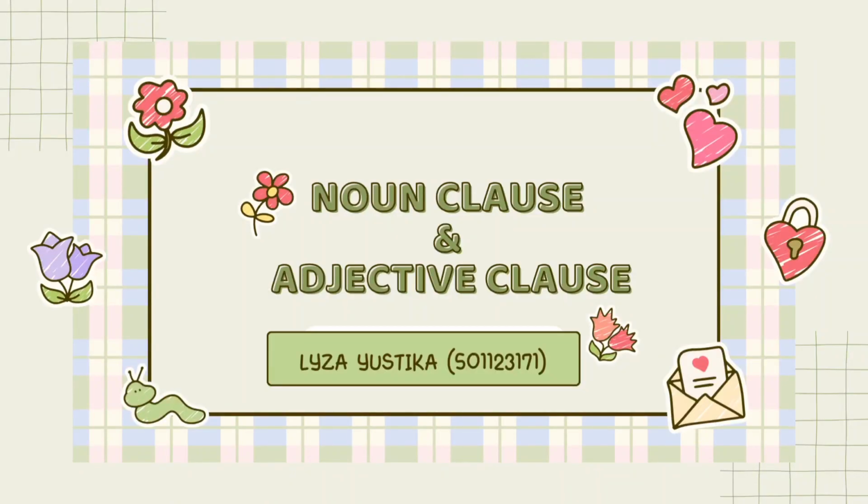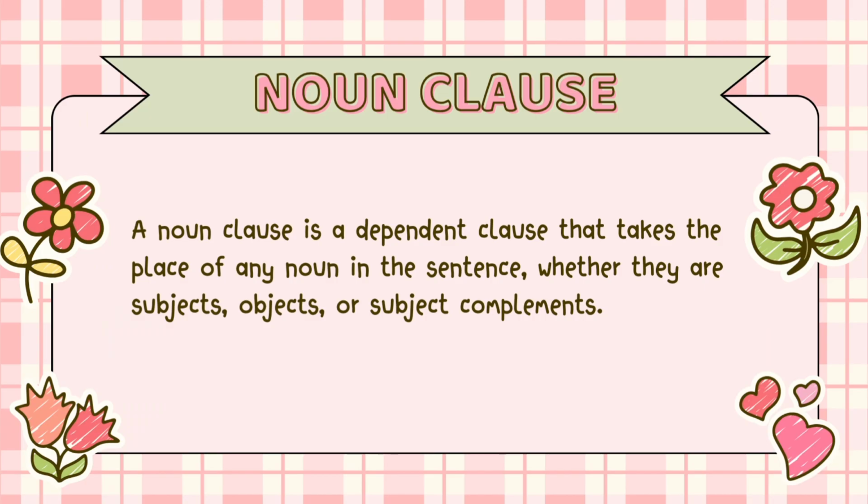Alright, let me explain about noun clause and adjective clause. Noun clause. A noun clause is a dependent clause that takes the place of any noun in the sentence, whether they are subjects, objects, or subject complements.